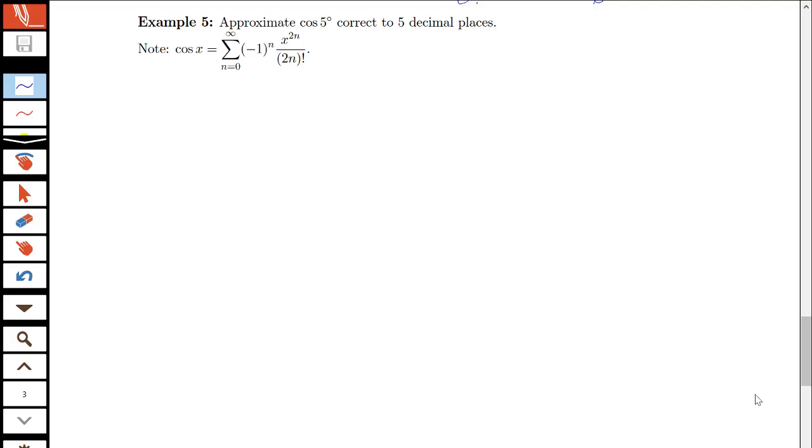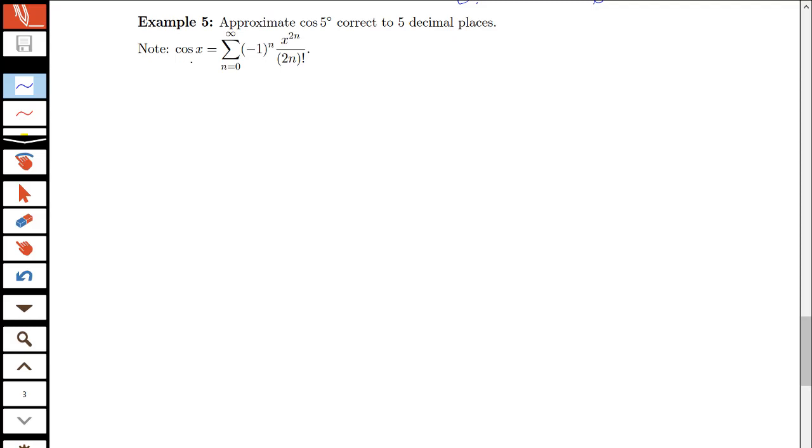In this video, we'll be looking at using a Taylor polynomial to approximate the value of a function. Here in particular, we're interested in approximating cosine of 5 degrees correct to 5 decimal places. And we're going to use the fact that we know the Taylor series of cosine x to help us.